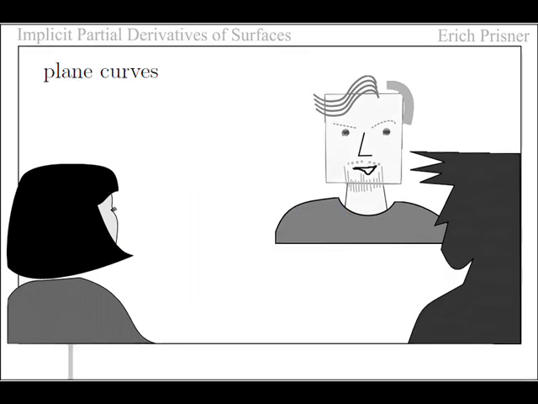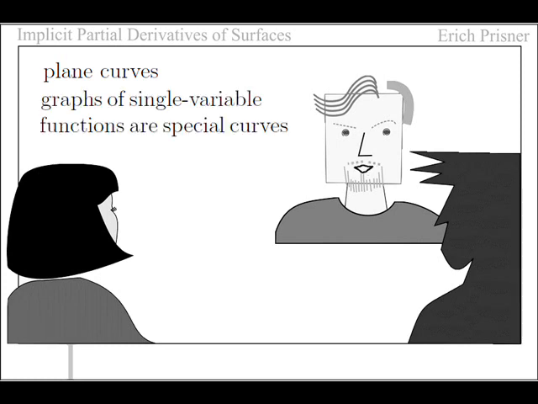Remember that back in Calculus 1, graphs of ordinary single variable functions are special curves in the xy plane. They are special since they obey the vertical line test. Every vertical line meets the graph in at most one point.